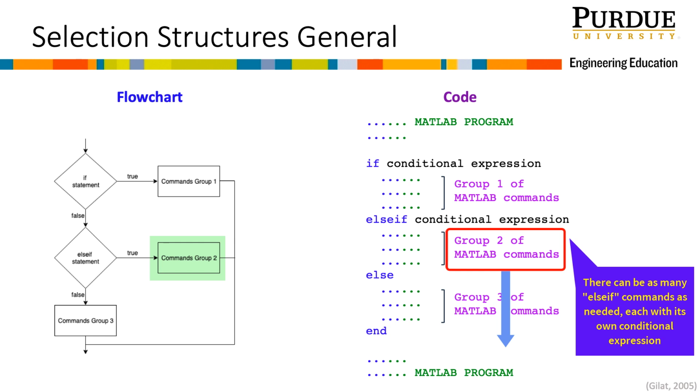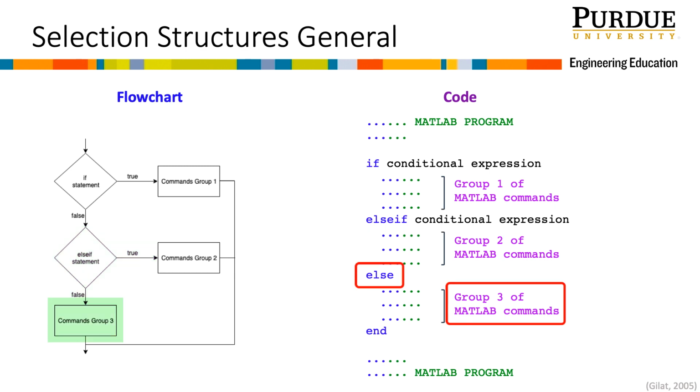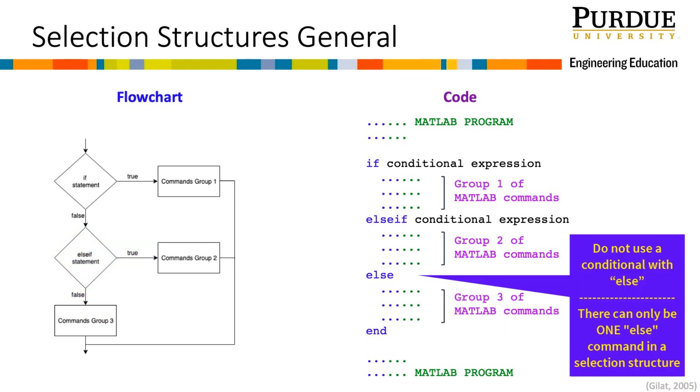There can be as many elseif commands as needed in your selection structure, but each one needs its own conditional expression. If it is false, MATLAB moves to the else command and executes the group 3 commands. Also, notice that else does not require a condition, which means you only use one else command in a selection structure. It is only executed when all other decisions are false. That is also why it is on the false path of the flowchart.